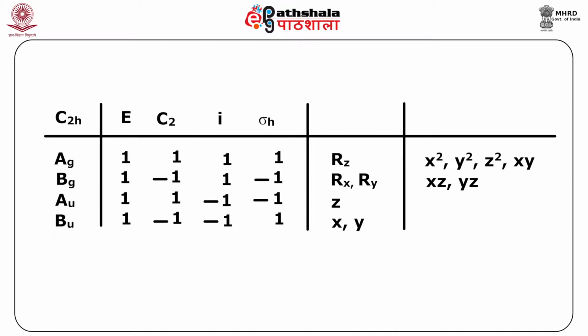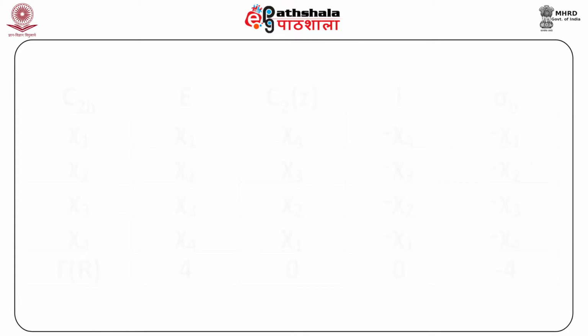The character table for the C2h point group has E, the identity operation, and a C2 passing through the center of the C2-C3 single bond, perpendicular to the plane of the molecule. This is a C2 axis. I is also passing through this point, the center of the 2,3 single bond, and sigma h is the molecular plane, which is the xy plane, and these are the different symmetry elements.